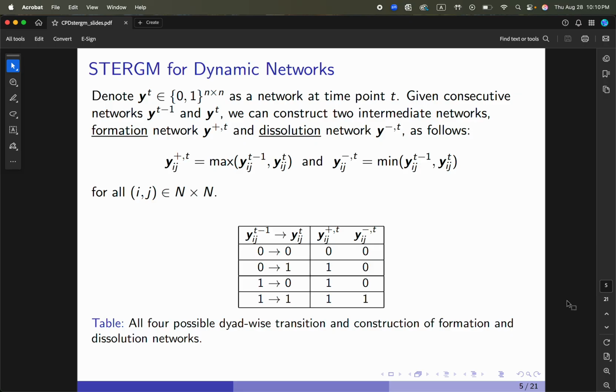So denote Yt as a network at a discrete time point t. Then given consecutive networks Yt minus 1 and Yt, we can construct two intermediate networks, the formation network Y plus and the dissolution network Y minus, as follows. And this table gives all four possible dyad-wise transitions and the corresponding construction of formation and dissolution networks.